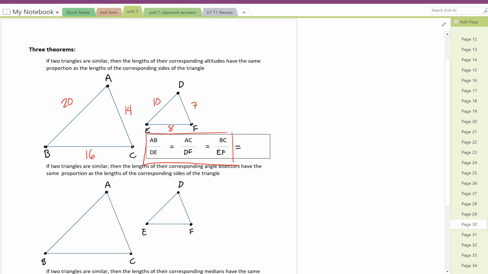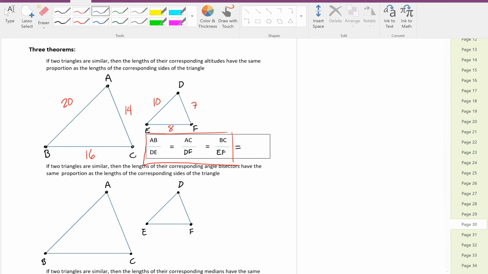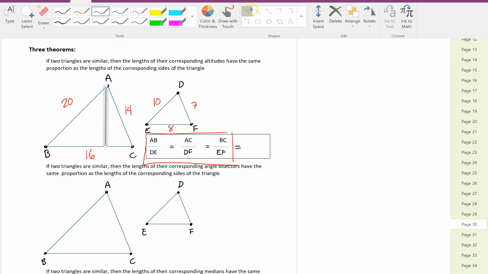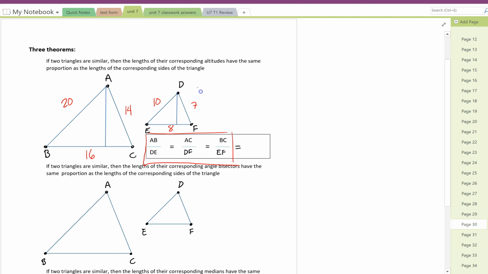Okay, so this says if two triangles are similar, the lengths of their corresponding altitudes have the same proportion as the lengths of the corresponding sides. So all that's saying is, if I have two triangles that are similar, and then I go in and I start drawing altitudes in each one, corresponding altitudes, the ratio between these two altitudes is going to be the same as the ratio between all the other corresponding sides. So if I call this point G and this point H, the ratio between AG and DH is going to be the same as the ratio between all three of the sides.